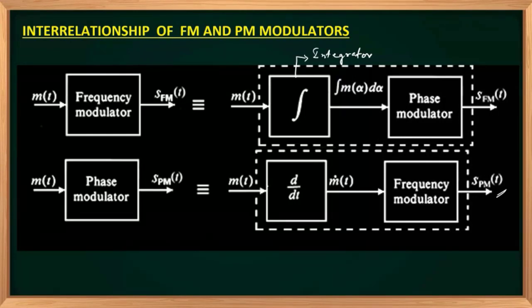So when the message signal is first integrated and then phase modulated, we get an FM signal. In the second case, the modulating signal is first differentiated, then passed through the phase modulator, and we get a PM output. So this is the interrelationship of FM and PM modulators. You can compare this block diagram with the equation. By comparing the equations, we get the same thing. It can be proved mathematically.